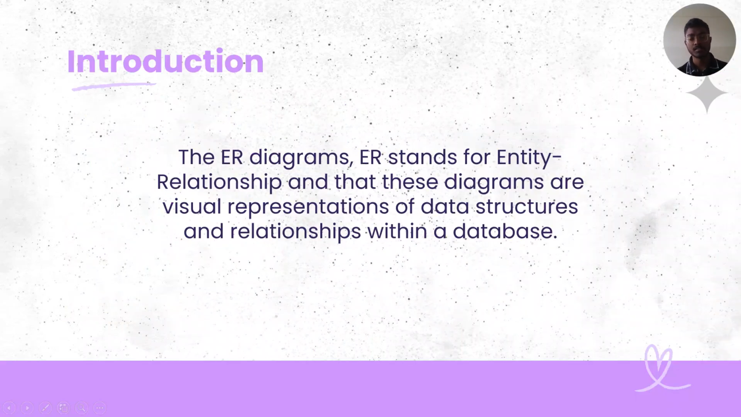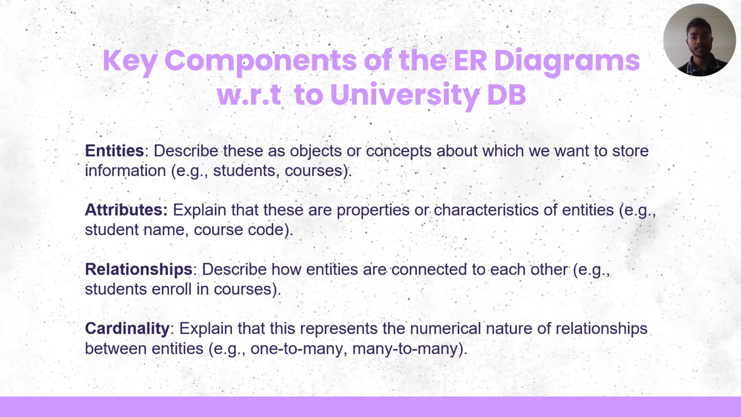So, introduction: we are having the ER diagrams. ER basically stands for entity relationship, and these are diagrams that provide a visual representation of data structures and relationships within a database. Then we have the key components of the ER diagram with respect to our university database, which are entities, attributes, relationships, and the cardinality.